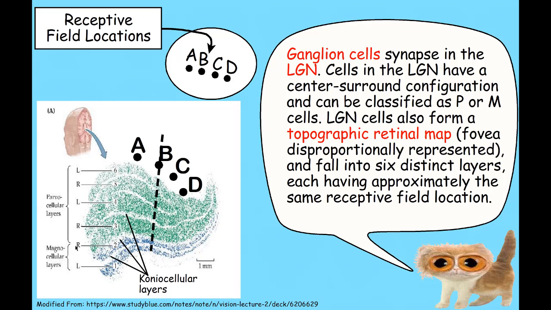So focusing on this particular area here, right, we'll notice that those cells fall into 6 distinct layers. Each has approximately the same position in the receptive field. So I illustrated this by here's B in our receptive field, here's B, and here's the line that you could draw down this series of layers where the cells along this line all represent approximately the same position in the visual field.